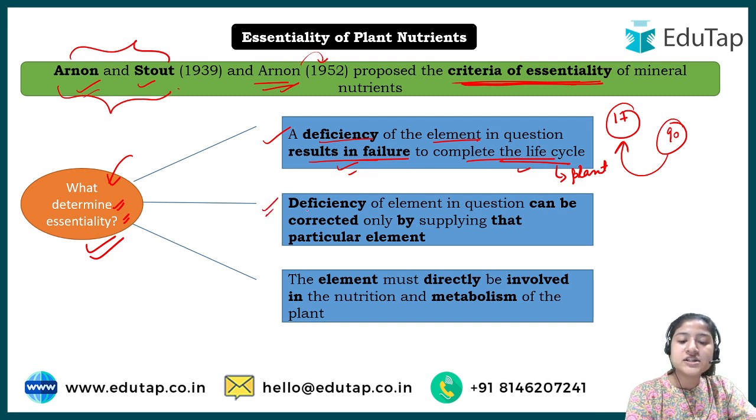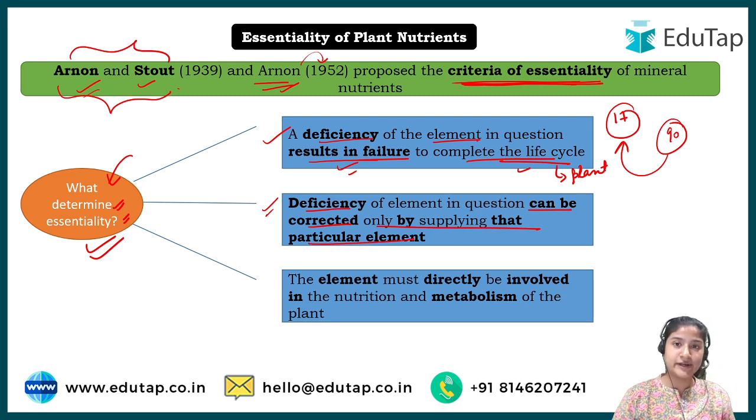Second says deficiency of the element in question can be corrected only by supplying that particular element. Means, for example, if zinc is lesser in quantity, only zinc would be able to fulfill that loss. No other element can compensate that.